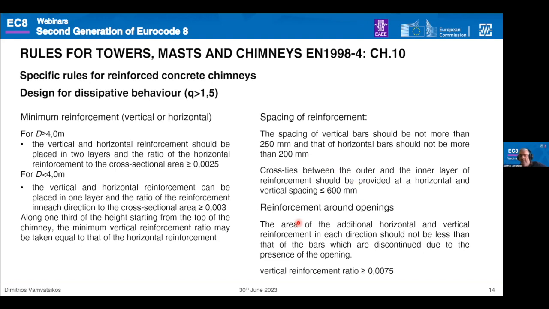And the classic one: if you have openings in the chimney, which is actually quite typical, especially at the base, you should reinforce them, or the border of those openings. The idea is that the area of the additional horizontal and vertical reinforcement in each direction should not be less than that of the bars which you removed, which were discontinued by the opening. Sometimes it may need to be more. Vertical reinforcement ratio should be at least 7.5 per 1,000.